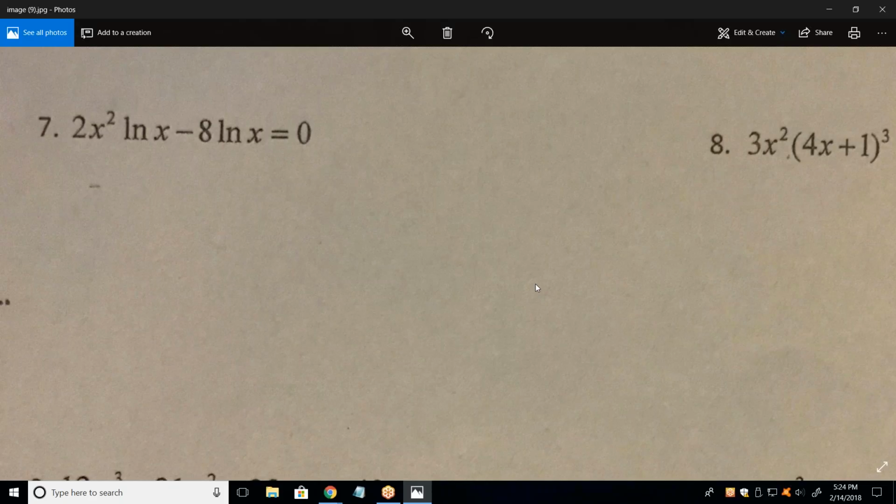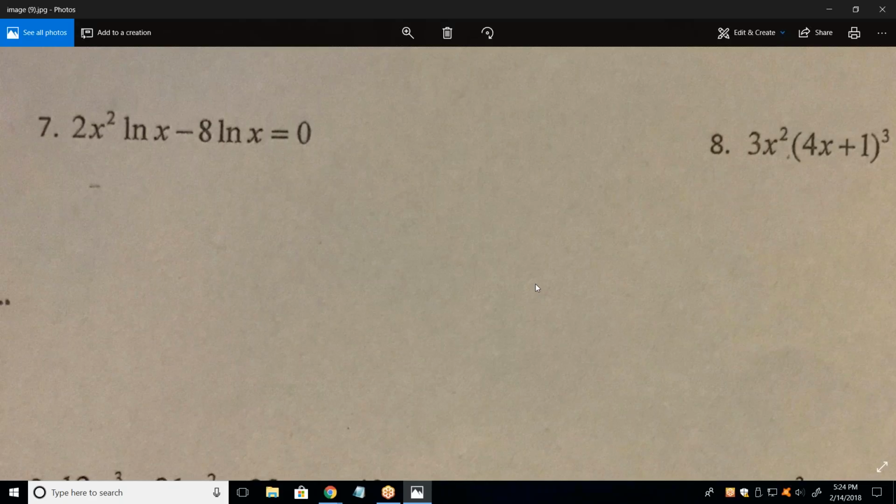Usually when you have a log equation, the way they want you to solve it is by putting it into one log term on the left, converting it to exponential format, and solving it. So let's do that.